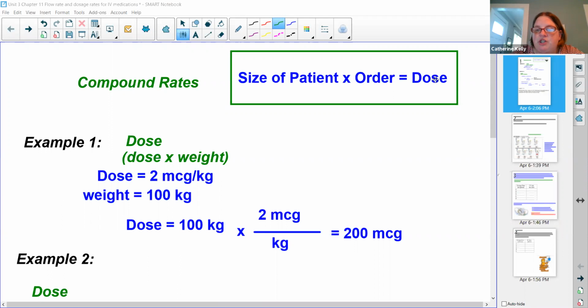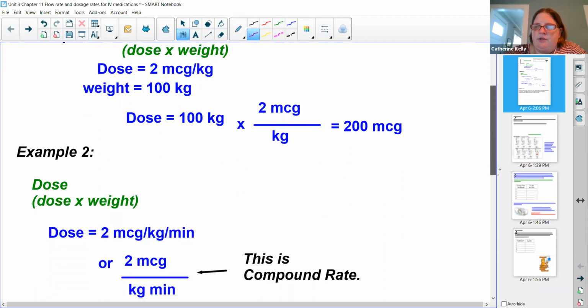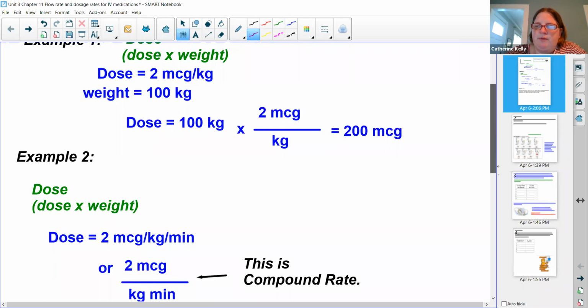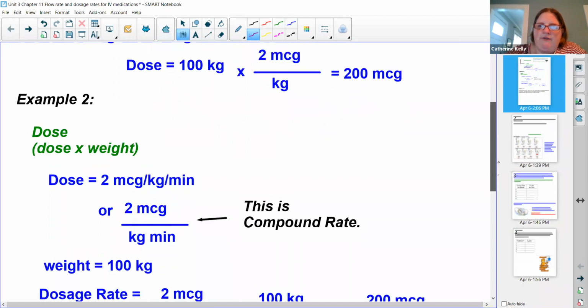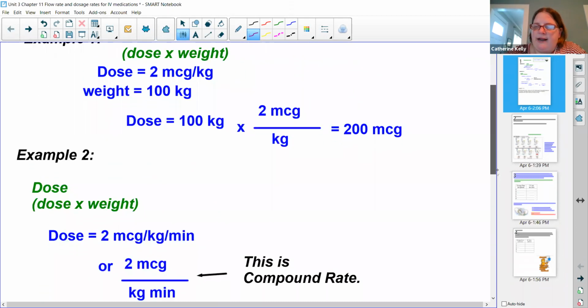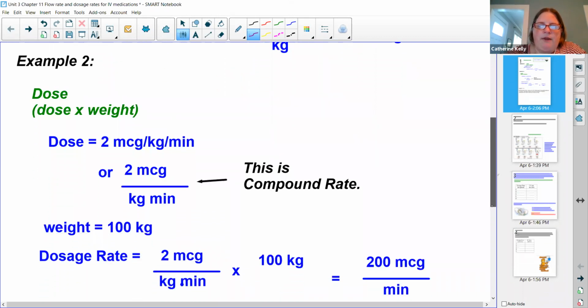So you wouldn't give the patient just 2 micrograms, because you want to give that for every kilogram of how much they weigh. So this patient weighs 100 kilograms, then you multiply it by 2 micrograms per kilogram, and you would give that particular patient 200 micrograms. If your patient weighs something else, you decide how much to give them based on their body weight.